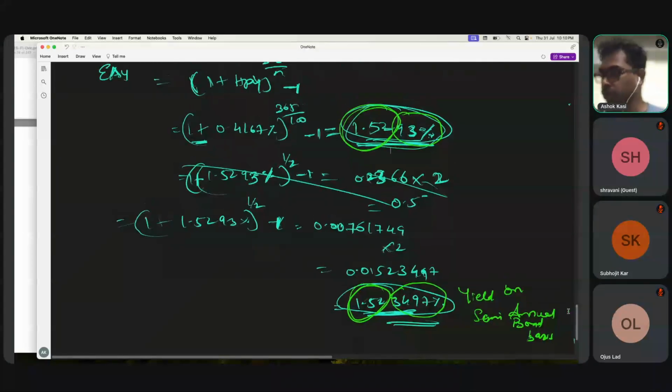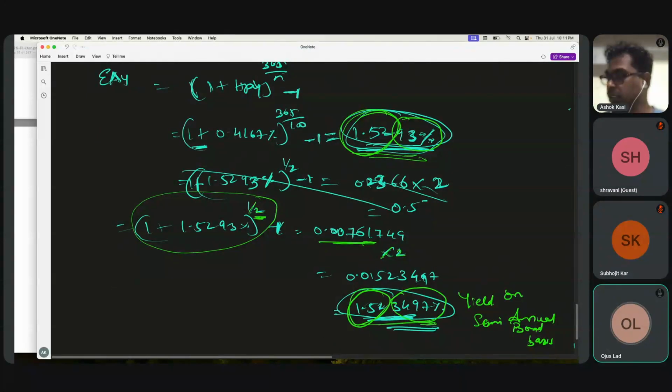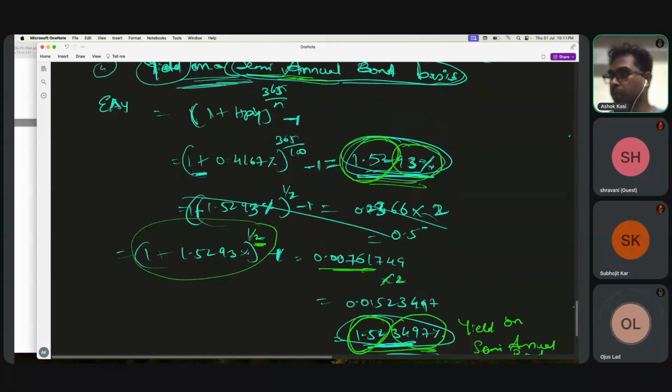But I'll tell you why we are doing this. We calculated the equivalent annual yield, but they are saying you calculate on a semi basis. So on a semi basis, that's why I have raised to half. You understood why I have done this step? So half yearly is done, but rate is always quoted on a yearly basis. So now I'm multiplying by 2. So I have again converted into yearly, but it is without compounding. Yield on a semi-annual basis means without compounding yearly.